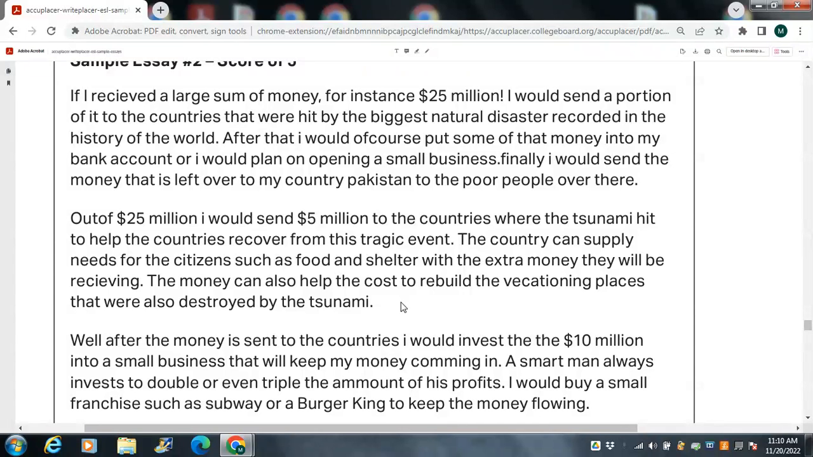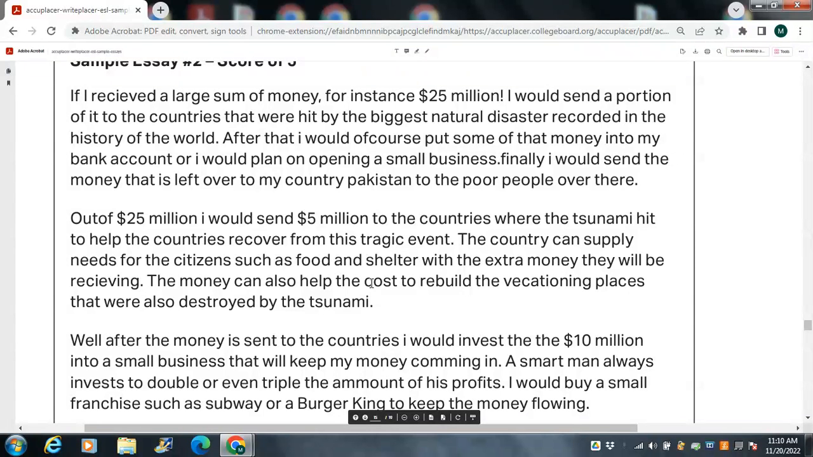paragraph 2. The money can also help the cost to rebuild the vacationing places that were also destroyed by the tsunami. In this case, the student did write a pretty clear cut, complex sentence using the dependent marker that, or the subordinating conjunction that were also destroyed by the tsunami. That is a dependent clause, and the first part is an independent clause.